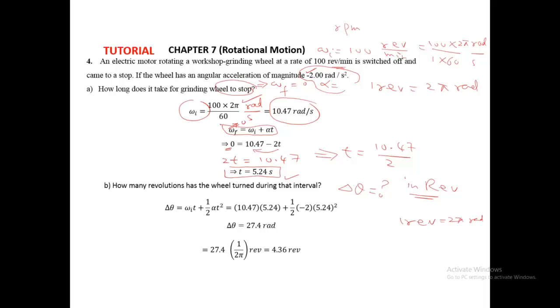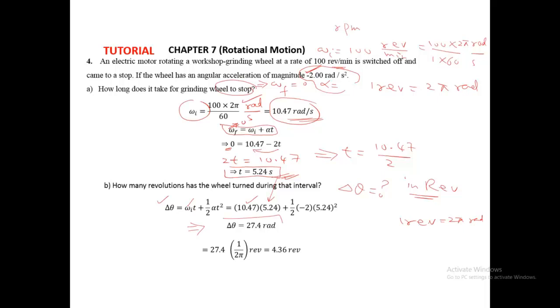We have this equation, which is the second equation for rotational motion, and we simply substitute the values. Omega I, you already calculated omega I, and time is this much time you just finished, plus half alpha. Alpha is given to you as -2 radian per second square, and then times time square. So in this way you get delta theta.